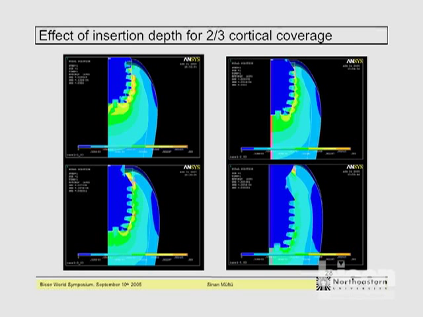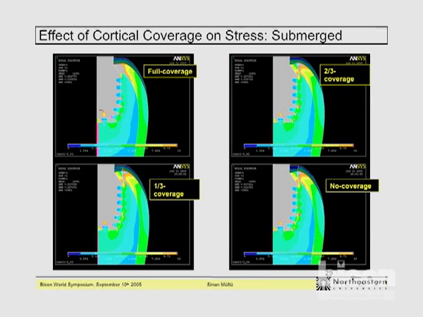Now, when I look at the effect of cortical coverage on stress distribution for a submerged implant, all of these are submerged, but we are looking at the effect of cortical coverage. Now, this is fully cortical bone. What happens in this case is the stresses are highest in the cortical bone. This is a known result. Cortical bone has a higher elastic modulus and carries most of the load.